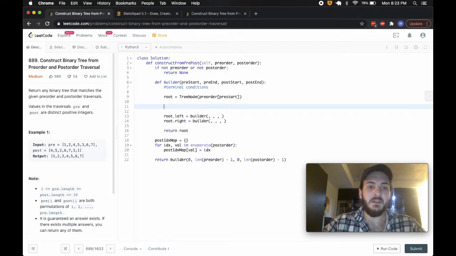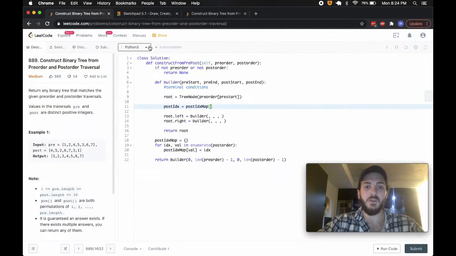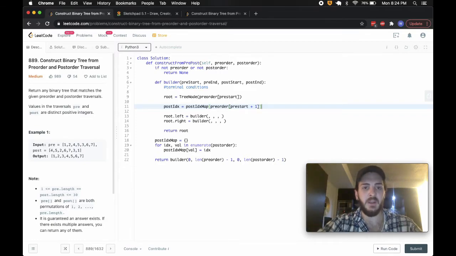So to find that counterpart in the post order traversal, I'm going to call that index post index, and I'm just going to refer to post index map. And within that map, I'm going to look for not the node value that we just created, but the one after that. So we just created the 1. I'm interested in the 2. So I'm looking for the value that's in preorder, not at pre-start because that's the 1, but the one that's 1 after that. It's going to be 2, the one right after the root that we created.